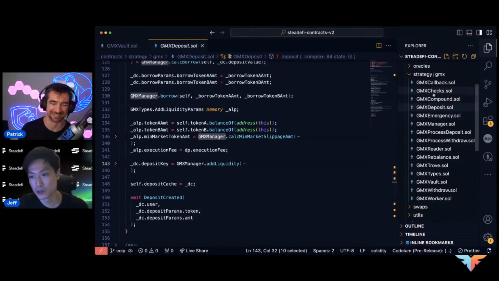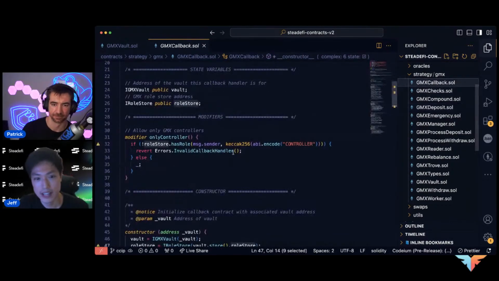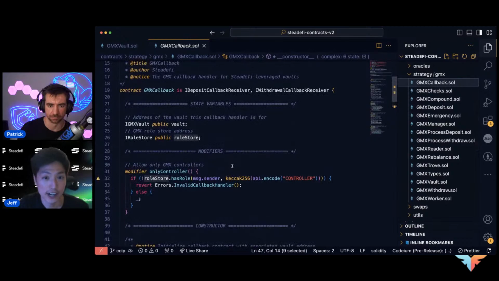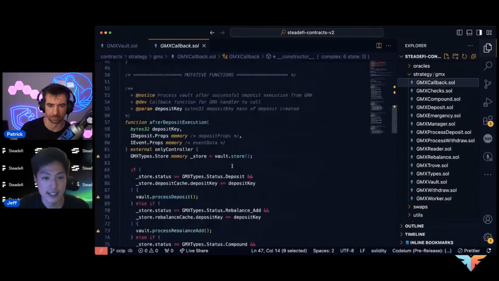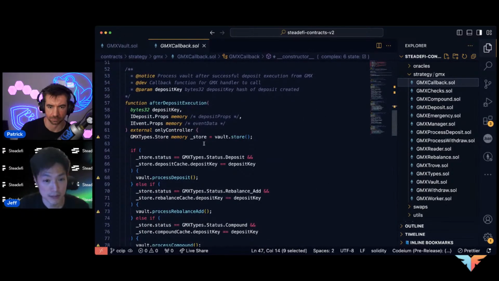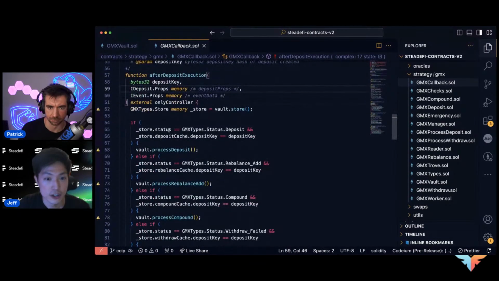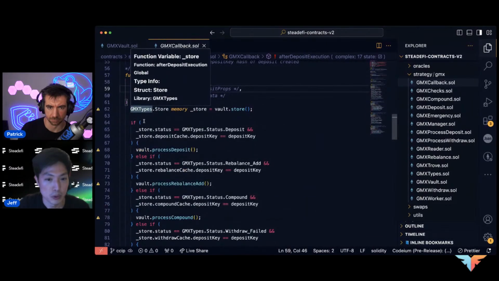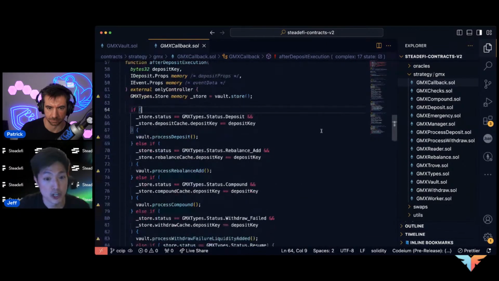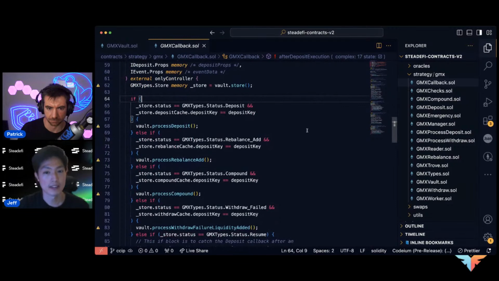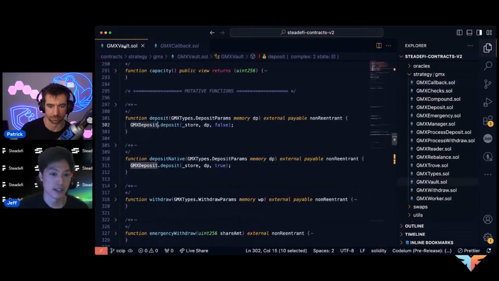But real quick, what happens after this first function? Now we go into the callback contract itself. So in a successful deposit by GMX, GMX would call afterDepositExecution. And here is where we do checks to say, okay, GMX calls this, but what is the reason, what is the follow-up action that we should do? So in a normal deposit, because the status we set previously was deposit, we would just call processDeposit.